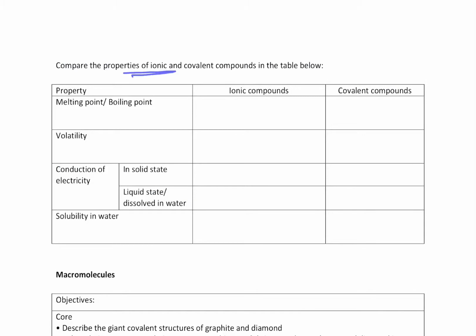You will also have to compare the properties of ionic and covalent compounds. For melting point and boiling point, you'll have to say if it's high or low. Volatility: something that has a low melting point and low boiling point will be highly volatile, and something that has a high melting point and high boiling point will have low volatility. Volatility means its ability to evaporate in air and to form gaseous substances. So I'll let you fill that in.